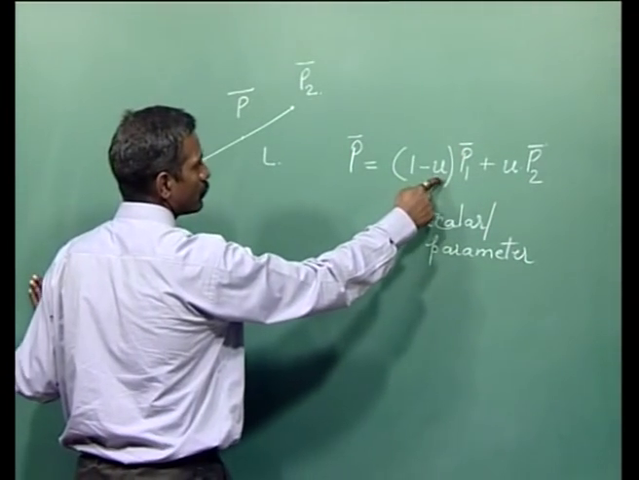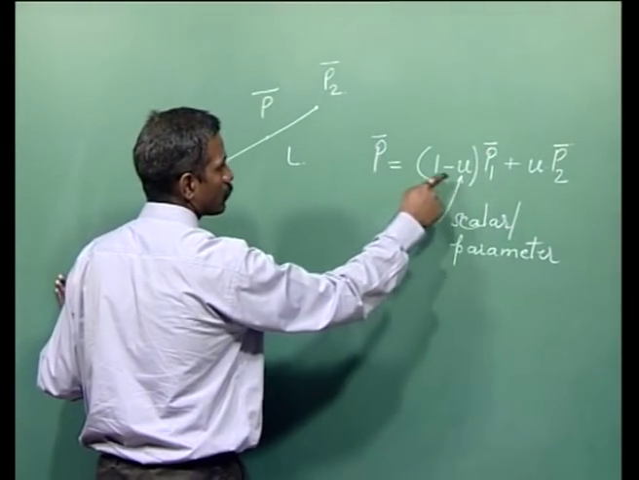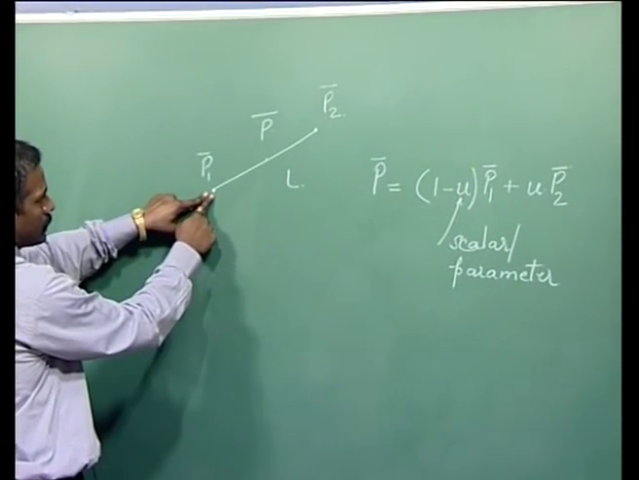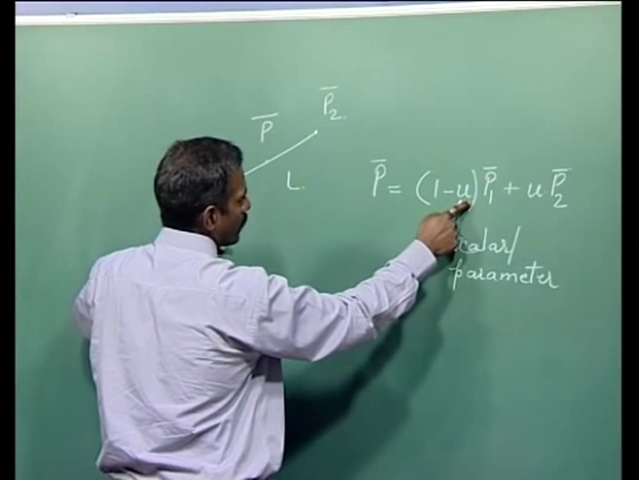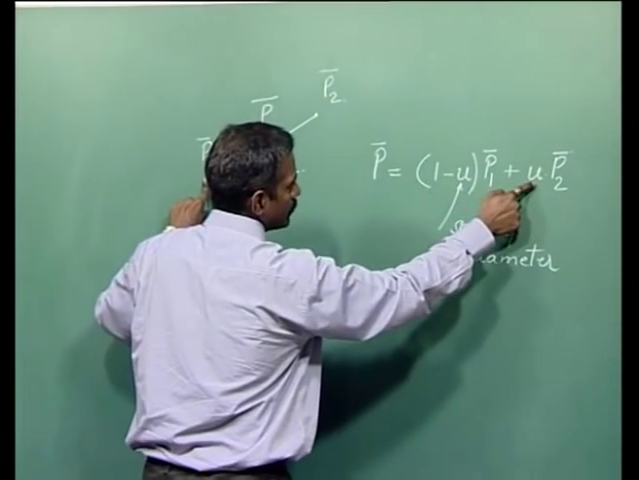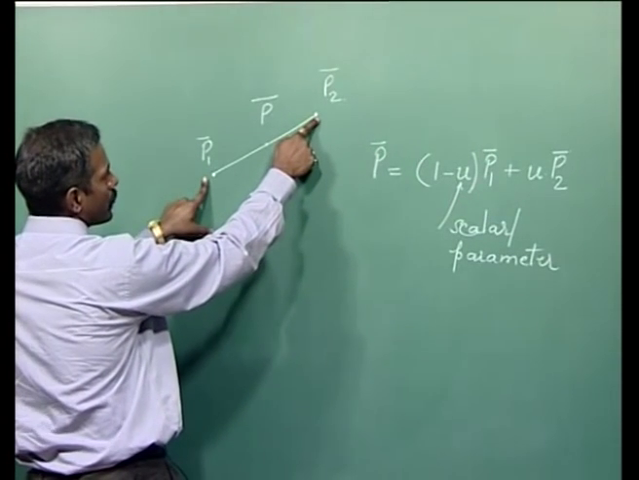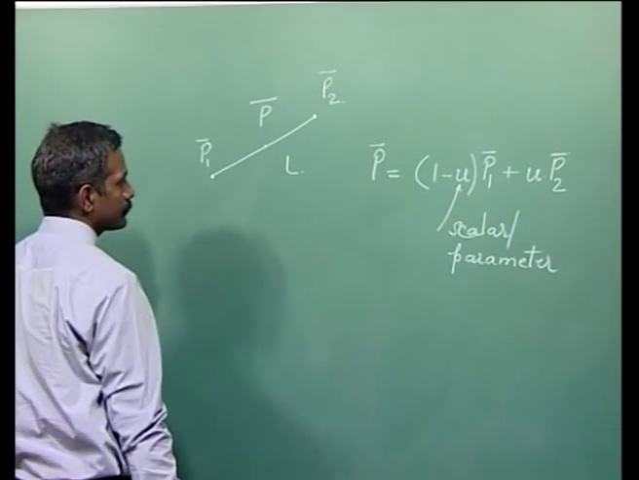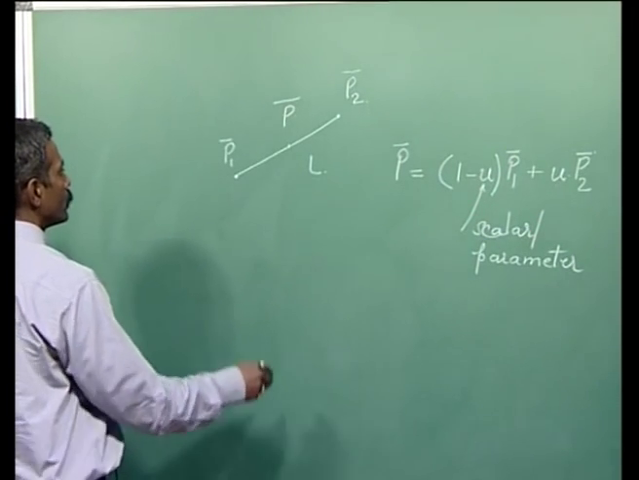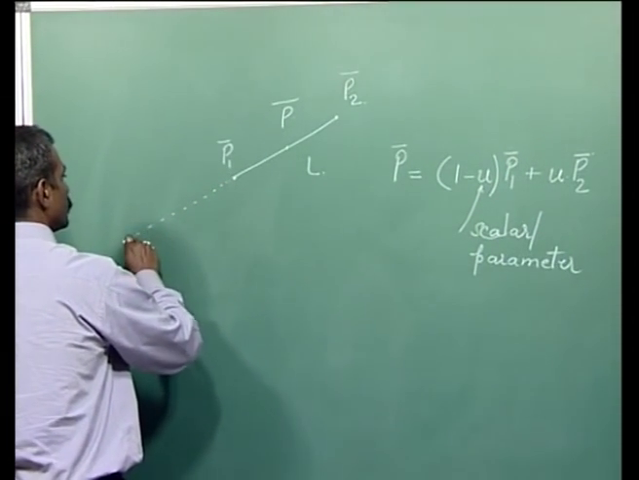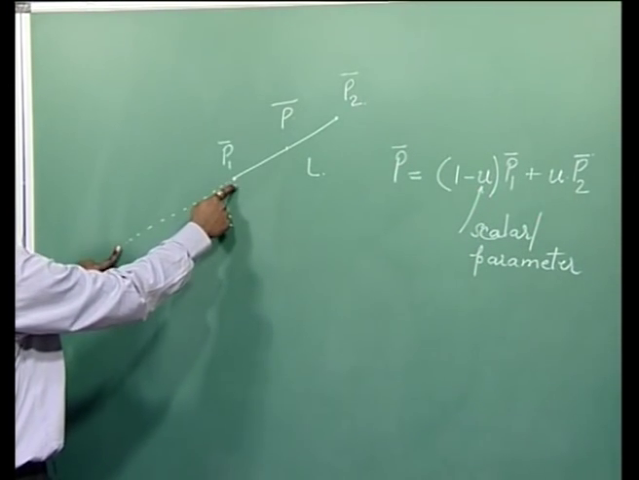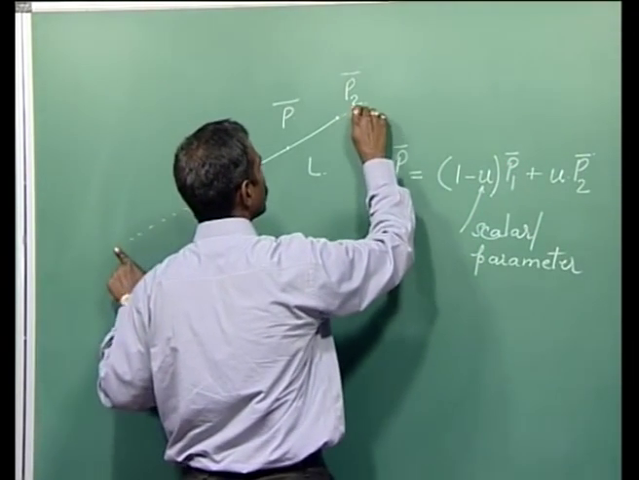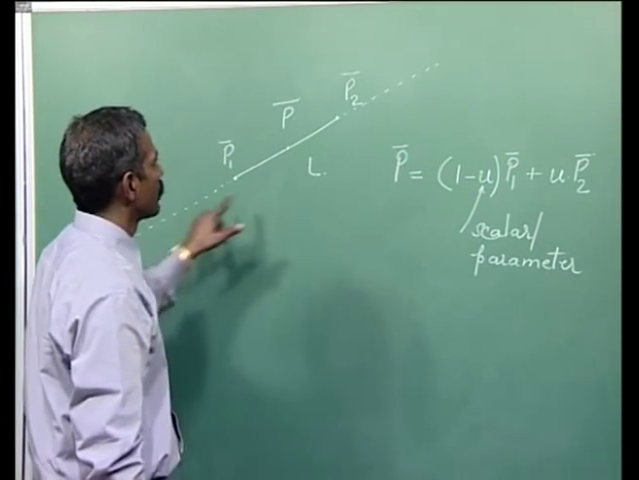Note that when U equals 0, P equals P1. So, corresponding to U as 0, we get this point, and corresponding to U as 1, this scalar is 0, this scalar is 1. So, for U equals 1, we get this point, P2, P as P2. For values of U smaller than 0, P would be lying somewhere here. And for values of U greater than 1, P will be lying somewhere here.